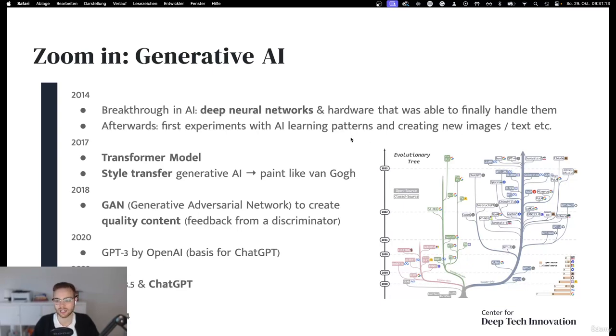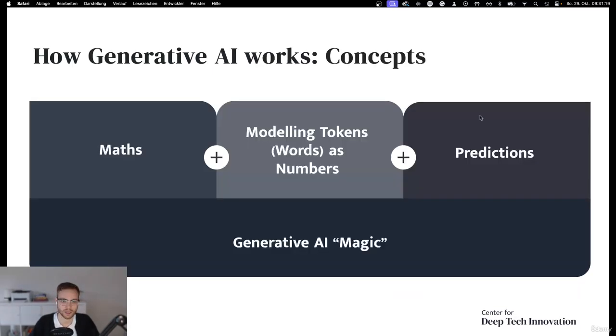But generally, they are all trained on data sets to reproduce natural language. How that works, and especially with the transformers, we have to talk about maths, we have to talk about modeling tokens, so more or less words as numbers, and predictions. And that's all the generative AI magic, and especially here for generative text, we are taking this now as our first step.